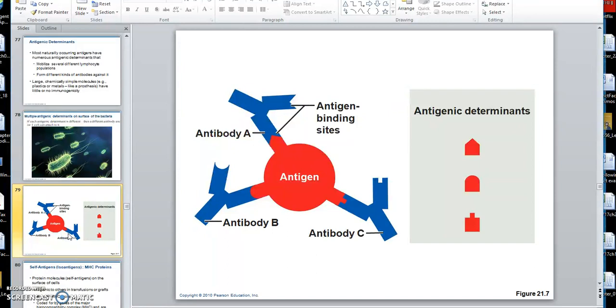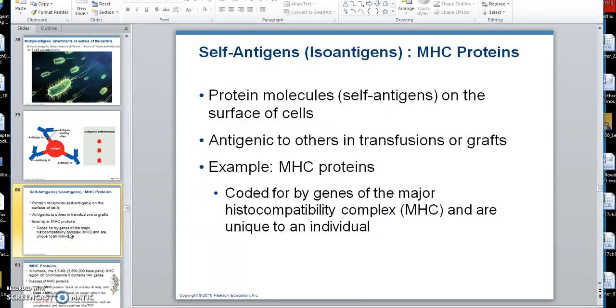All right. So we go here again to isoantigens, which are not being attacked in you, but they are antigens. They're your self-antigens, the isoantigens. So we're going to start here in a moment.